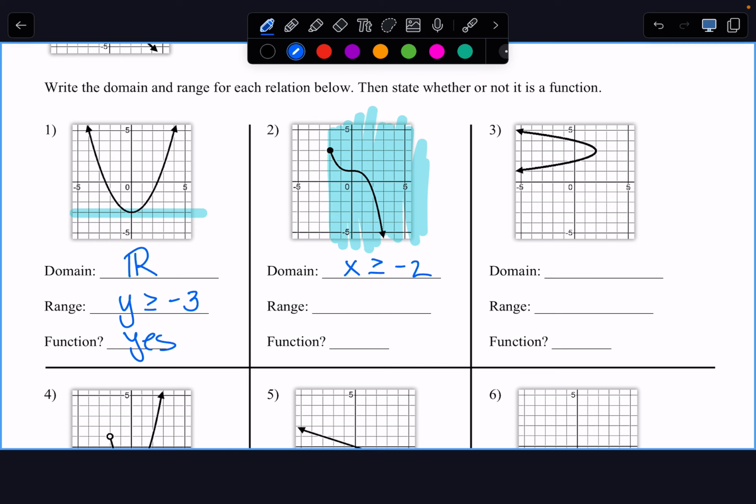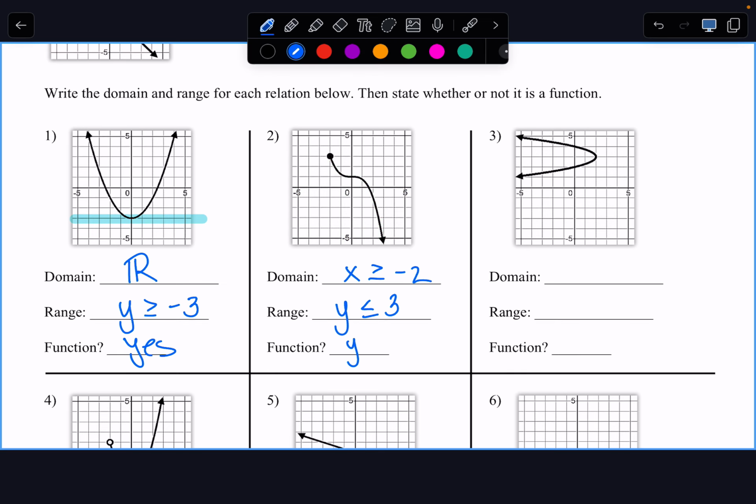Now, when we think about the green, that's more of an ending point, don't you agree? We end at y is 3 and everything else is smaller than it. So we would describe the range as y is less than or equal to 3, because it stops at 3, but it continues on down. Is it a function? Yeah. Kind of boring.